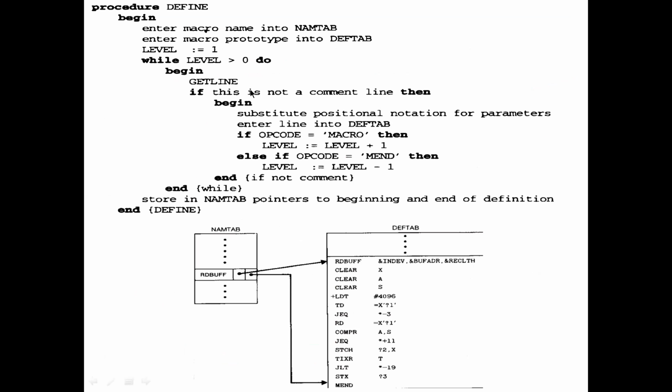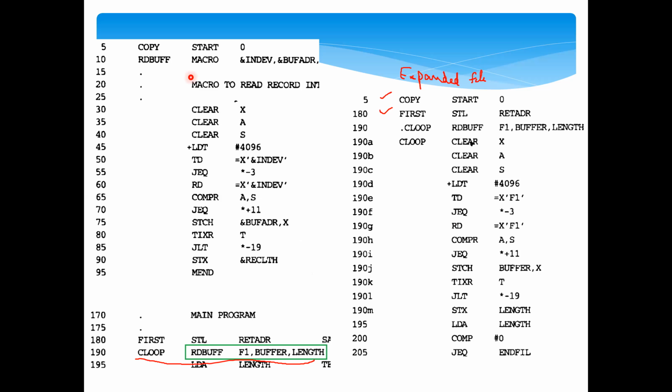Okay, so I'll come again. What are you doing? You are reading each statement from the assembly language program. If it is a normal statement without any macro definition or invocation, you write it to the expanded file. If it's a macro definition, you create the definition table and name table, and in definition table you add all these statements, which is your macro body, and in the name table you add the name of the macro and the pointers to the definition table.